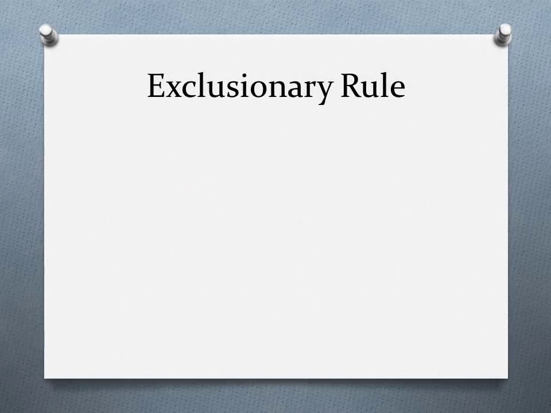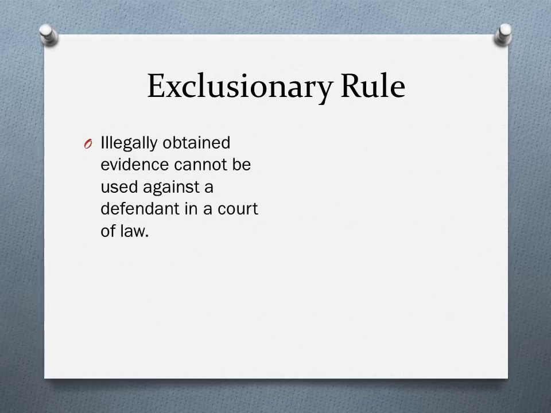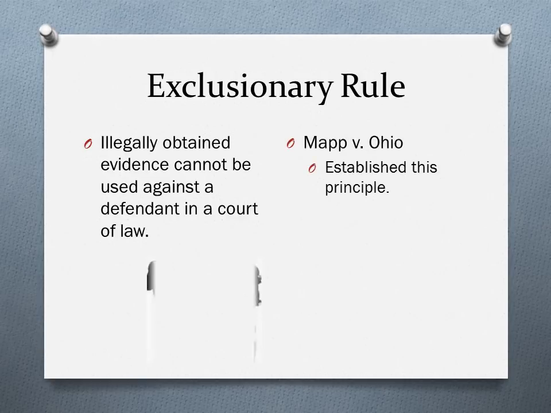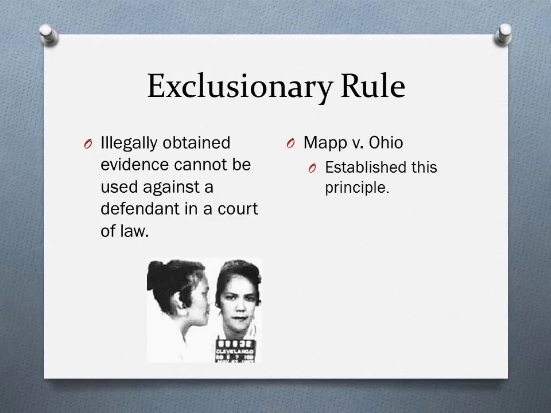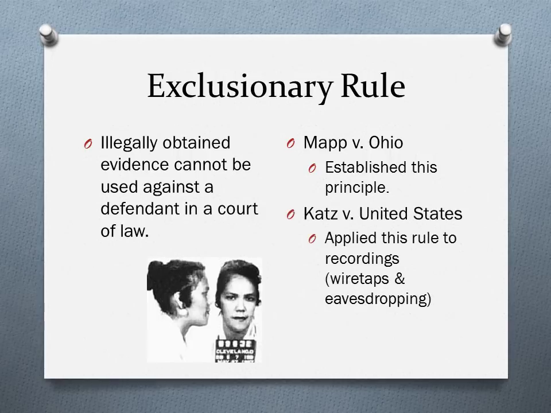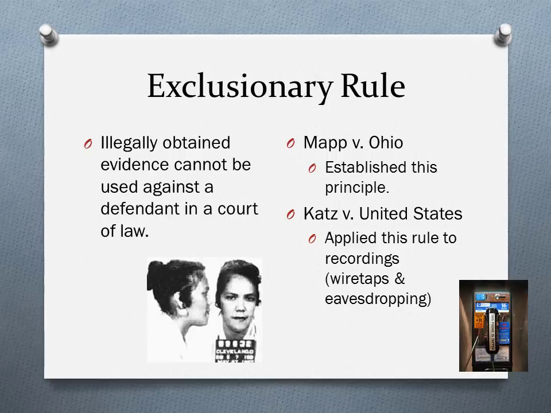Conducting searches for members of law enforcement has a very strict set of rules with which they must abide by. The exclusionary rule is certainly one of those rules. The exclusionary rule actually says that any illegally obtained evidence cannot be used against a defendant in a court of law. The case that established this precedent was the case of Mapp v. Ohio. It was extended even further in a case known as Katz v. the United States, in which public recordings and wiretaps were also ruled to have been applied to the exclusionary rule.